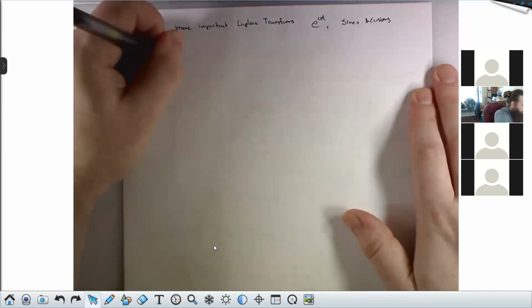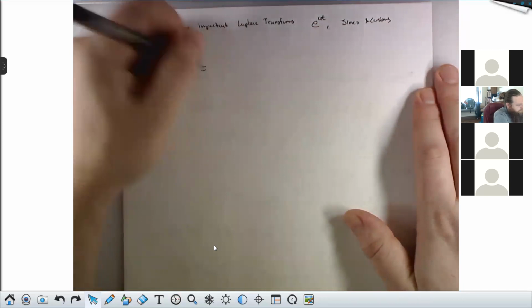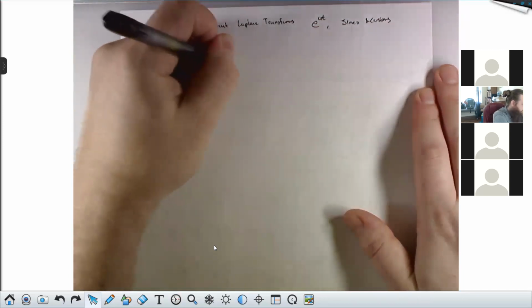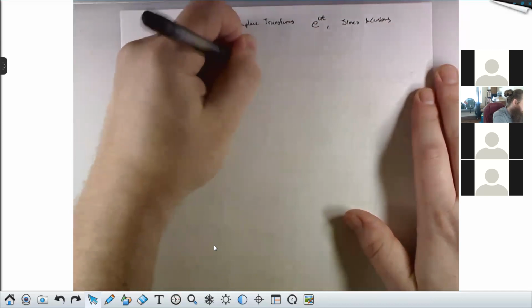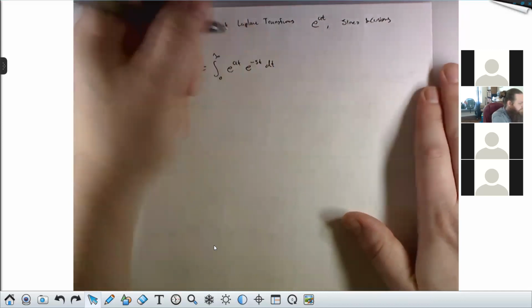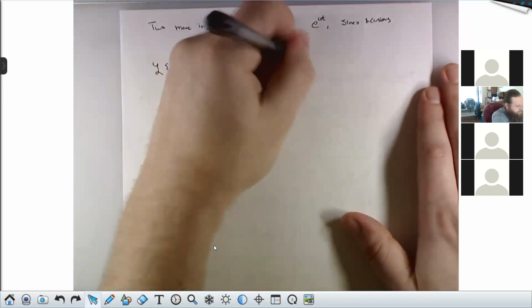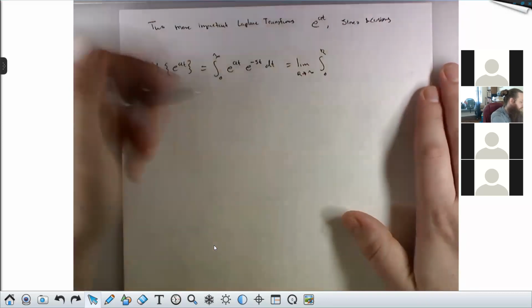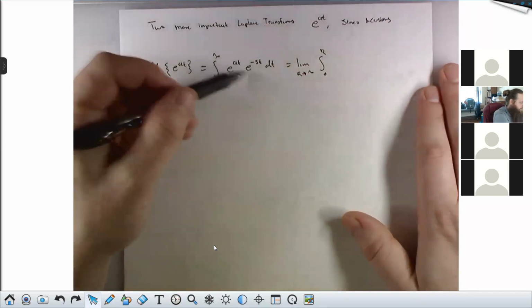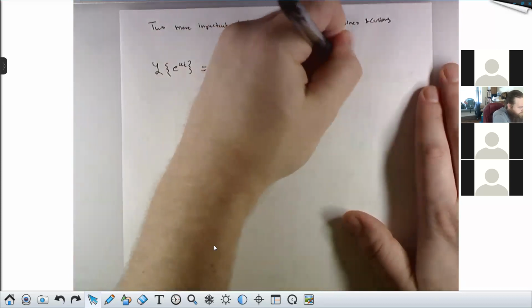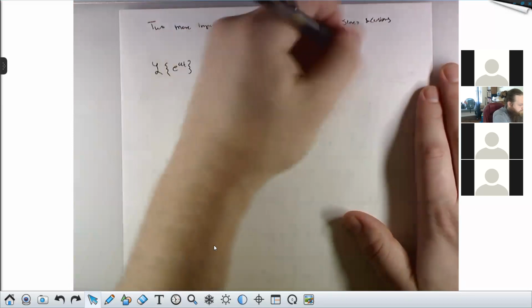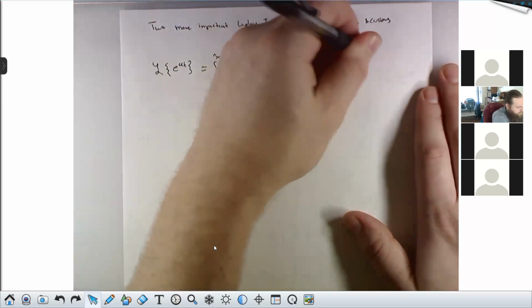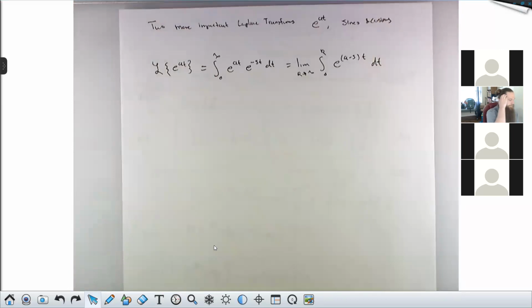The Laplace transform of e to the at is the integral from 0 to infinity, e to the at, e to the negative st dt, which is the limit, we're going to do these carefully, limit r goes to infinity, integral 0 to r, and then e to the at times e to the negative st. You multiply like bases, so you're adding the exponents. This is e to the at minus st, which is e to the a minus s times t. So inside doing algebra, outside writing the improper integral as a limit.